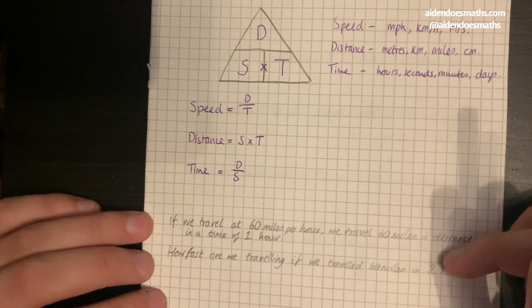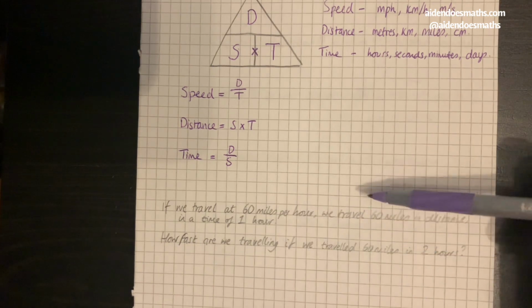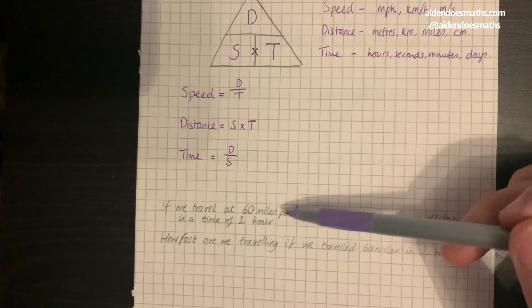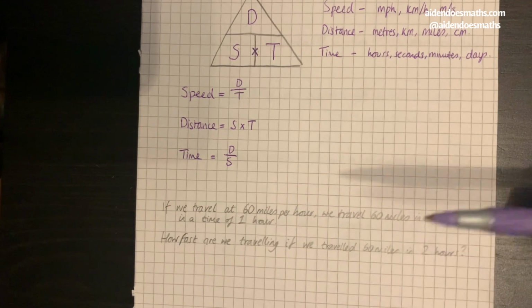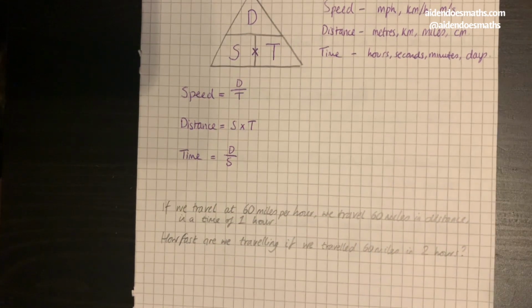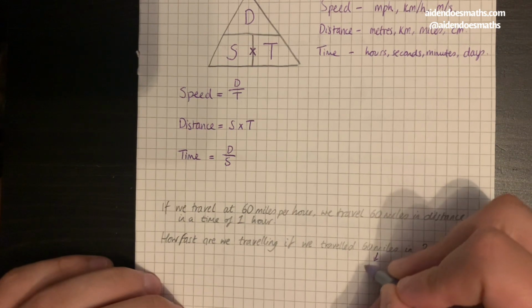Now if we move down a little bit, I've said here, if we travel at 60 miles per hour, that means we've traveled 60 miles in a time of 1 hour. So 60 miles is our distance, and 1 hour is the time that it's taken. We know 60 miles per hour is an average speed. I've said here, how fast are we traveling if we travel 60 miles in 2 hours? Again, we need to think about miles. That's a distance.